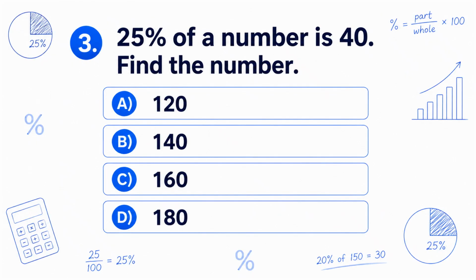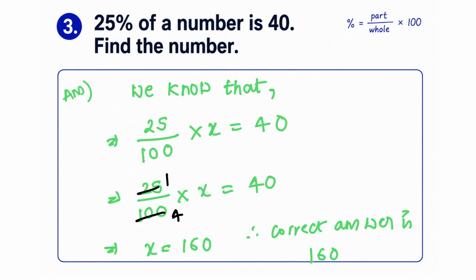Third question is 25% of the number is 40. Then find the number. Here let us assume that the number is x. Now we know that 25% is equal to 25 by 100. So we just need to multiply x with 25 by 100, which is equal to 40. Therefore x value is 160. Therefore the correct answer is 160.